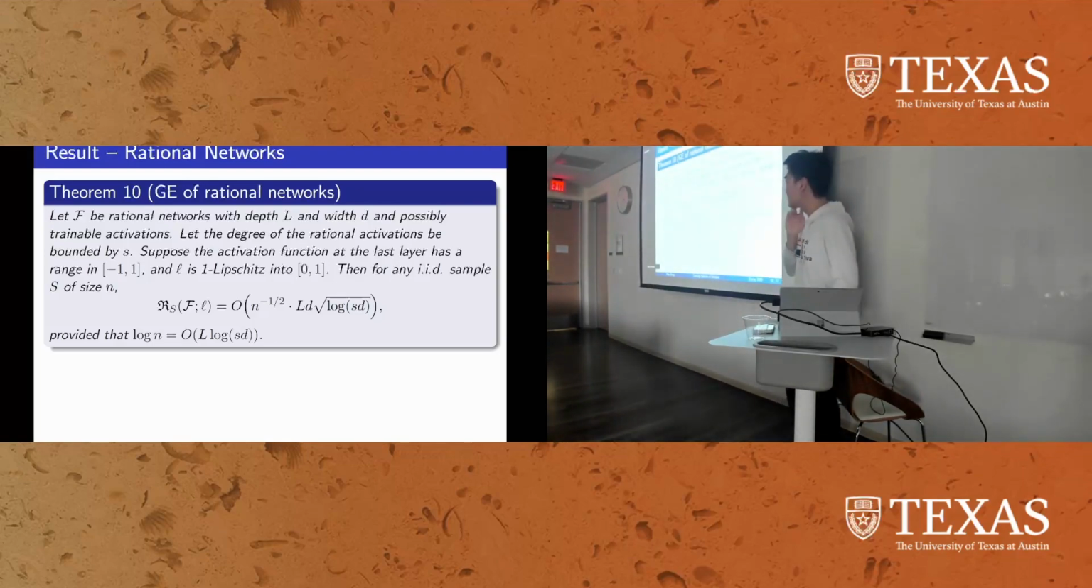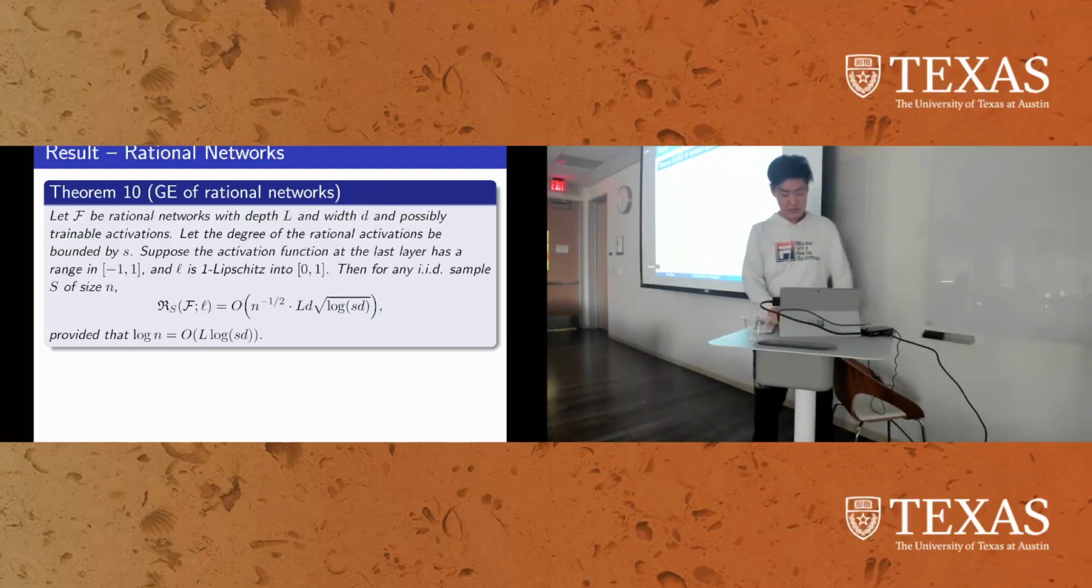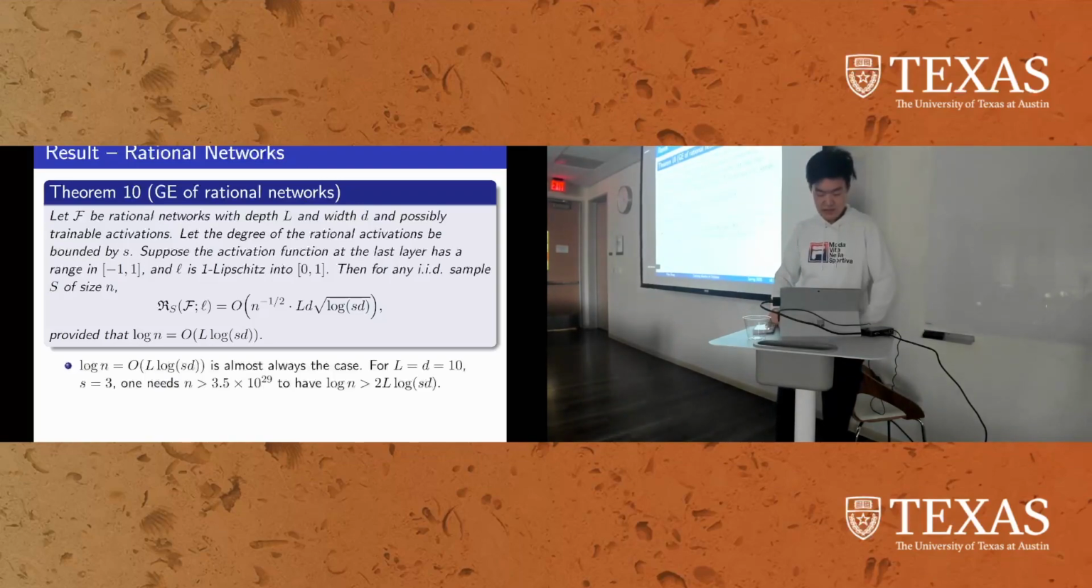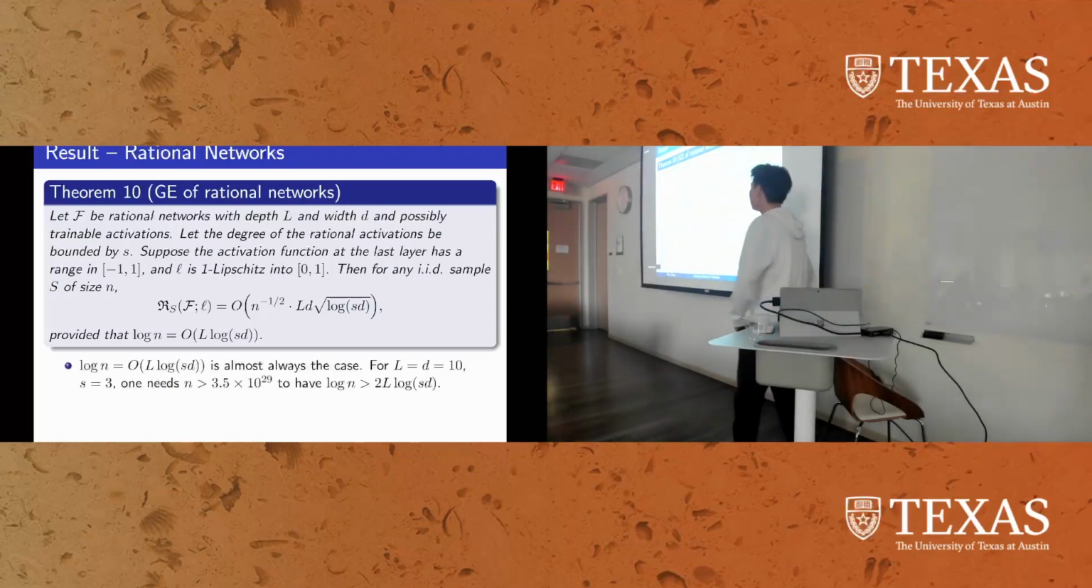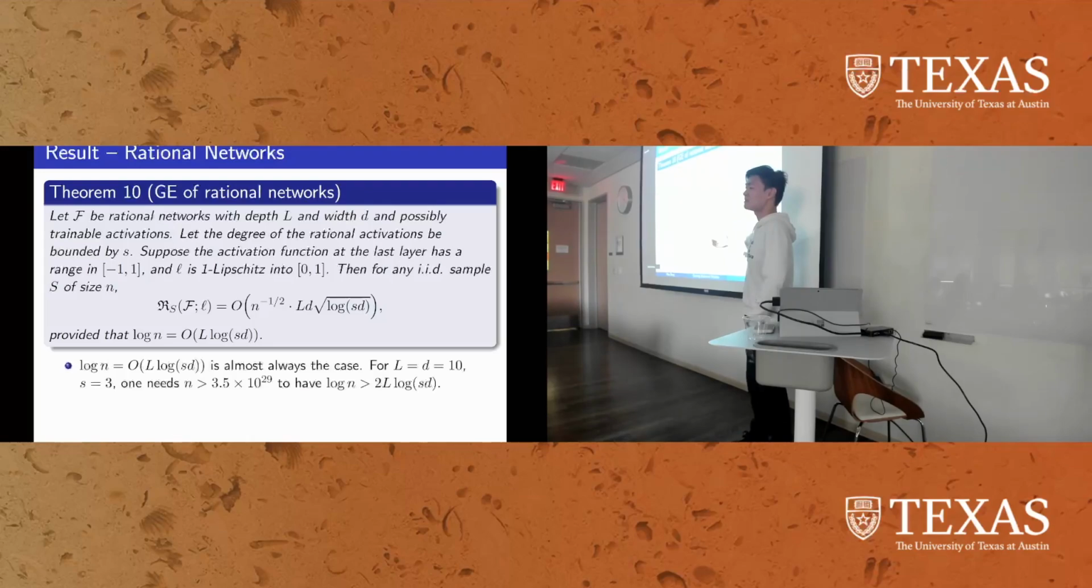And to simplify to this big O notation, I have this small assumption here, which is the assumption on the size of the training set. But this is really a very mild assumption because for a reasonably large network, like say L equals D equals 10, you need the training set to be 10 to the 29 in order for this log n to be 2 times of this. And this is much, much greater than the biggest set that we ever had, right?